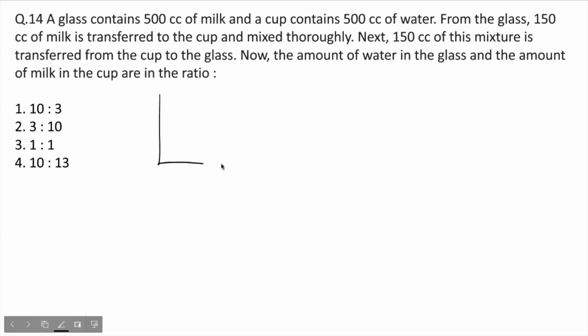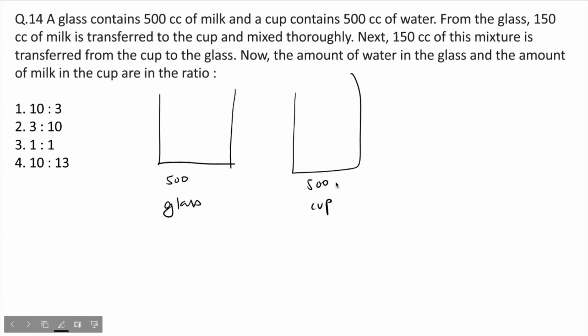So the other way of understanding this will be, see, we have 500 units in the first glass that contains milk, and you have basically 500 units in the cup, which contains water. You are removing 150 cc from this, that is nothing but 3 by 10th of the total, and you are again adding back 3 by 10th of the total, right?